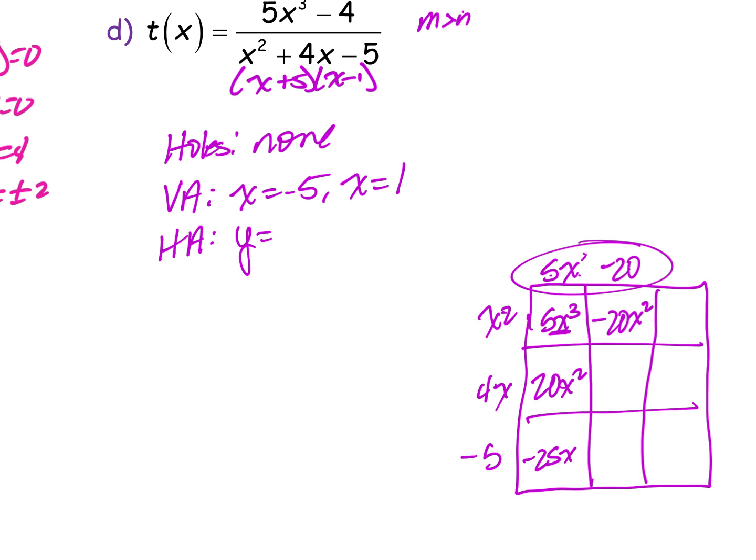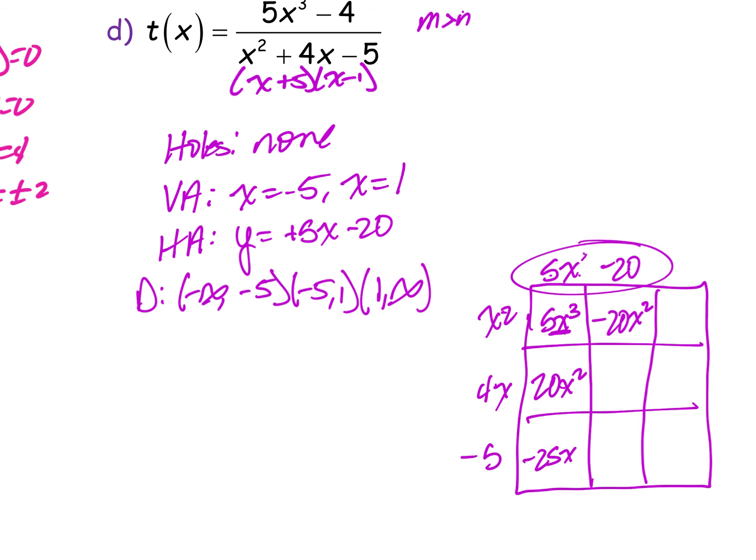So y equals -5x minus 20. Beautiful. Isn't it a positive 5x minus 20? Oh, thank you. Positive 5x minus 20. Yes, it is. Thank you. And my domain would be -infinity to -5, -5 to 1, and 1 to infinity. Beautiful. Okay?